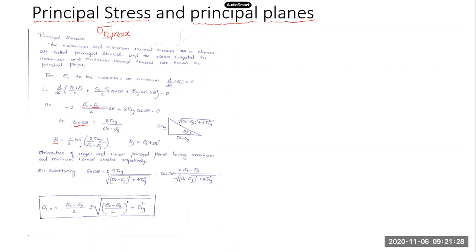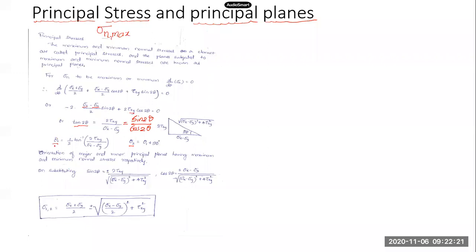Just keep in mind, theta 1 is representing the inclination of the major principal plane. Also, this is representing a triangle here: opposite, hypotenuse, and this is 2 theta. Also, we can note that tan 2 theta is nothing but sine of 2 theta divided by cos of 2 theta. Sine of 2 theta is 2 times tau xy divided by the root of sigma x minus sigma y the whole square plus 4 times tau xy square. From this triangle, you can even get cos 2 theta and sine 2 theta. We require that in the coming steps.